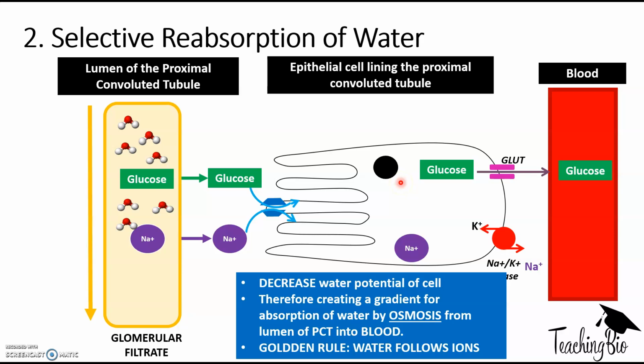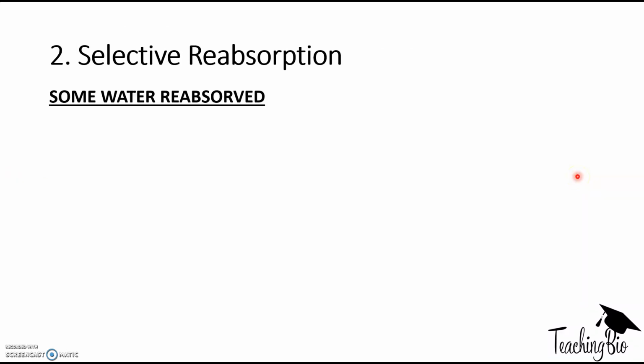There's a golden rule that you need to always remember with water movement, and it's that water follows the movement of ions. So where there are ions, there will be water. If the ions are moving along into the blood, water wants to move along with it, which makes sense because it's going to go from an area of higher water potential here to an area of lower water potential here, and then off into the blood for reabsorption. So the water molecules will move freely across because they're not limited by any need of a transporter. They can move freely across into the cell and then into the blood.